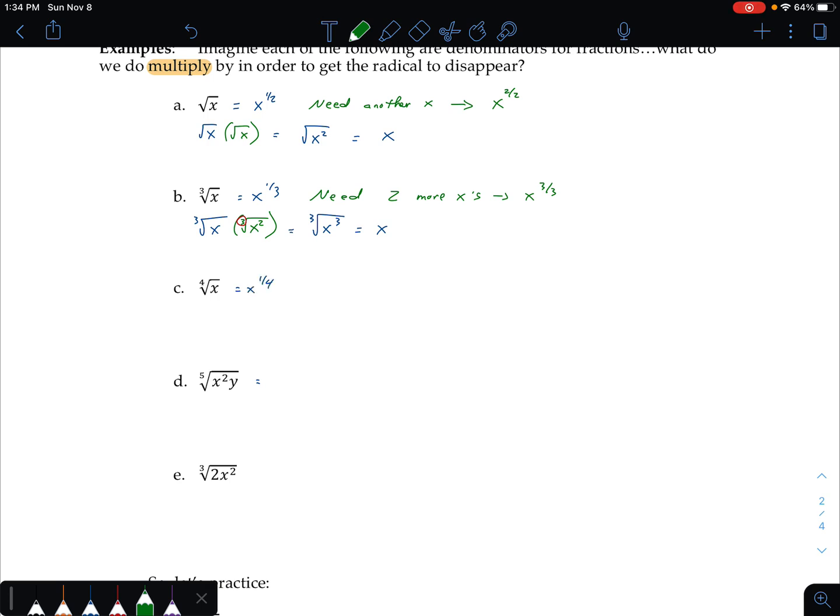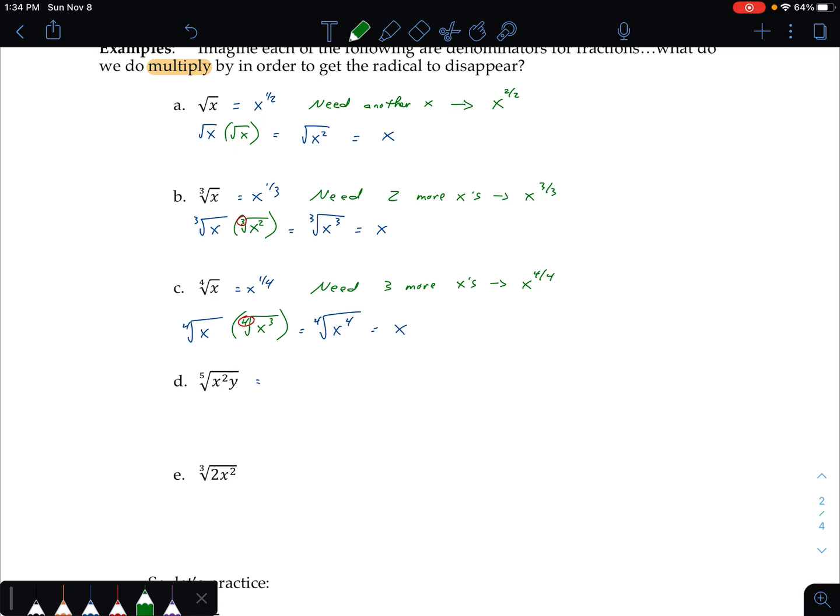This x to the 1/4, we're seeing the pattern here. I need 3 more x's, so that would become x to the 4/4. So I take this 4th root of x and multiply it by the 4th root of x cubed. Got to make sure my indices match. So I get x to the 4/4, meaning x to the 4th in a radical with an index of 4, and I just get out an x.